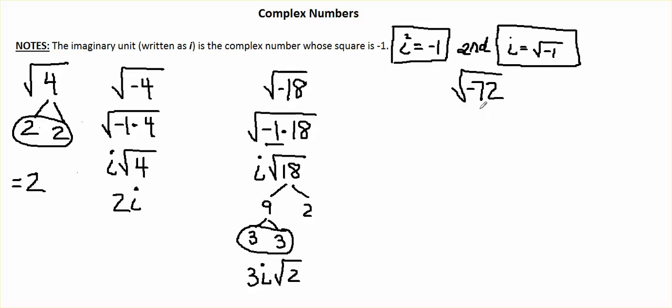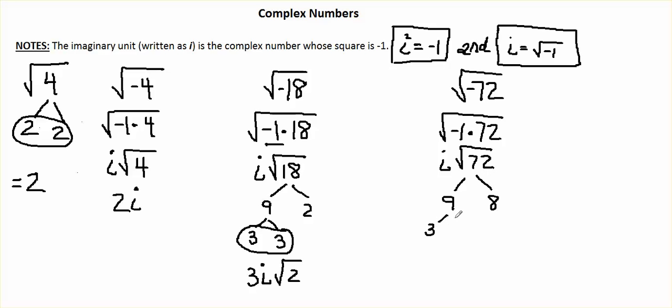One last example, just to go over it one more time. Start with factoring out that -1 when you see it under the radical, so it's -1 times 72. We're going to pull out our imaginary unit, our i, and we're left with the square root of 72. And here we go. Let's factor that. It's 9 times 8. 9 can be factored into 3 times 3. 8 can be factored into 2 times 2 times 2.